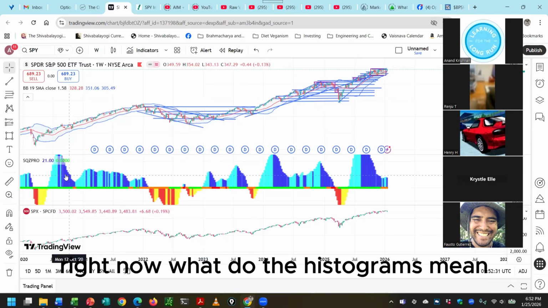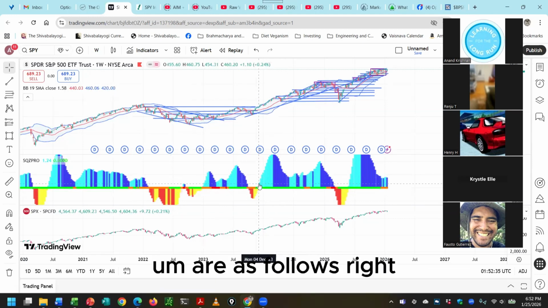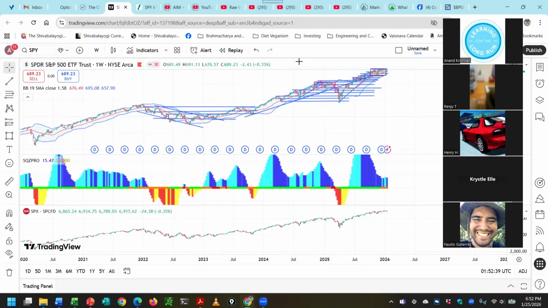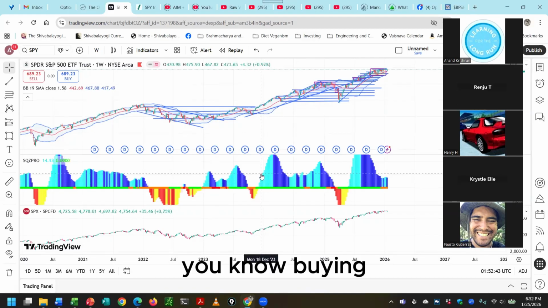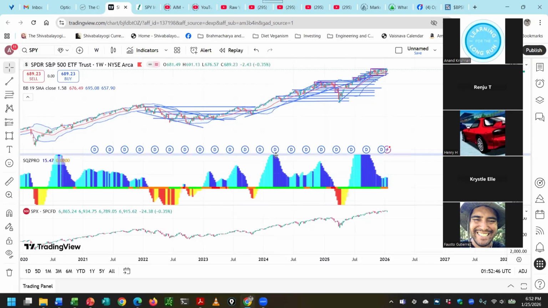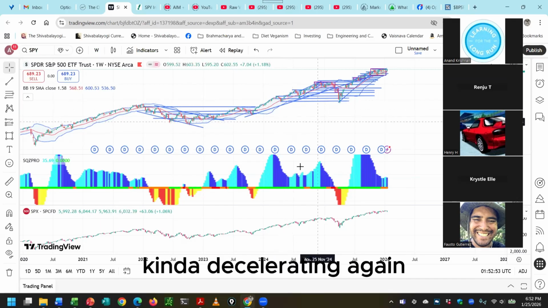Now, what do the histograms mean? The histograms are as follows. This light blue one, light blue histograms means buying. The buying is accelerating. The dark blue histograms means it's either going sideways or it's kind of decelerating.